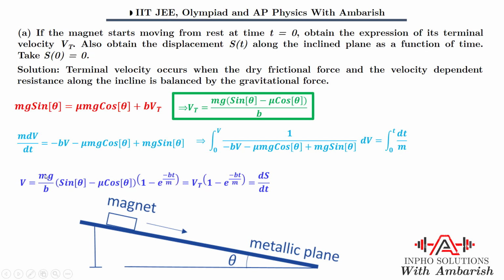And if you observe this term, mg by b into sin theta minus mu cos theta is the same term that we got in the terminal velocity also. So we can simply write this as terminal velocity into 1 minus e to the power minus bt by m. So this is the velocity as a function of time.